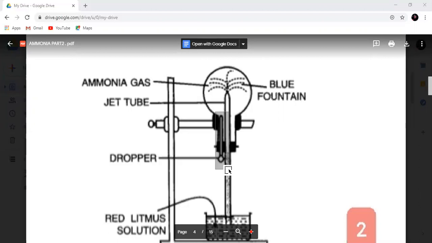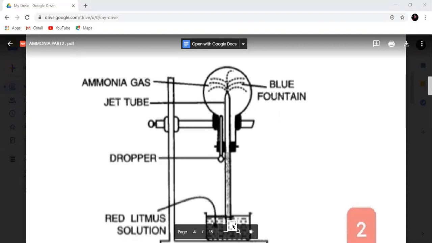What is happening now? At the start, we press this dropper which is filled with water. As we press it, the water rushes out and moves inside the inverted round bottom flask where the ammonia is present. As we know, ammonia gas is highly soluble in water. It will dissolve in the water, and by dissolving, the pressure inside the round bottom flask decreases. Always remember what is happening here. Inside the flask, the pressure decreases, but outside the flask, the pressure is more.